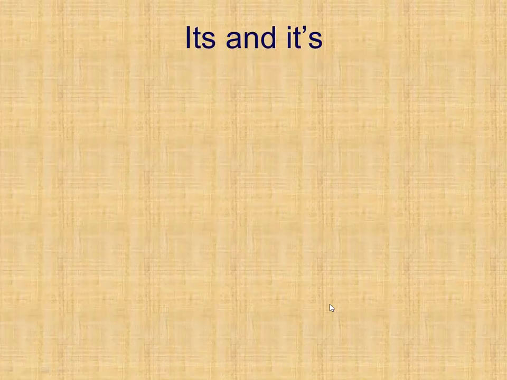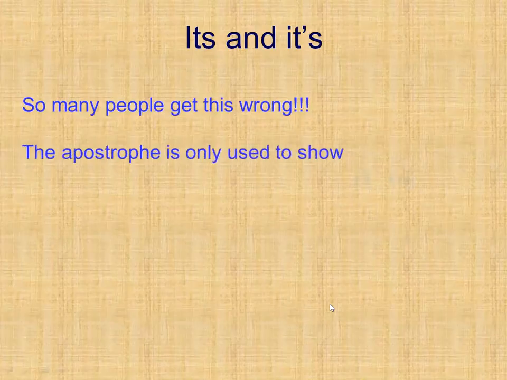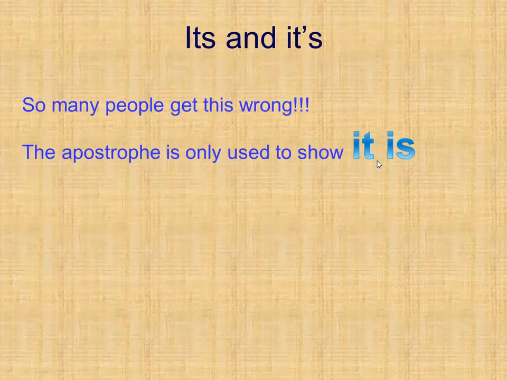So what's the difference between its and it's? So many people get this wrong. The apostrophe is only used to show it is. That means when I'm writing its in the possessive form, it's going to be this one, its. When I want to write it in the contracted form, meaning when I'm using it is, and I don't want to write these two words together, I want to write them in the short form, it will be it apostrophe s.